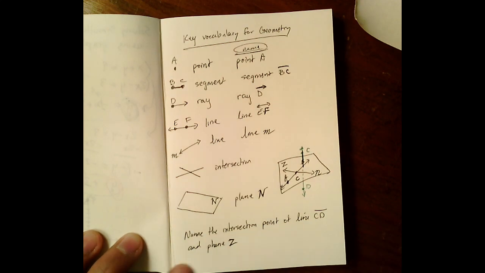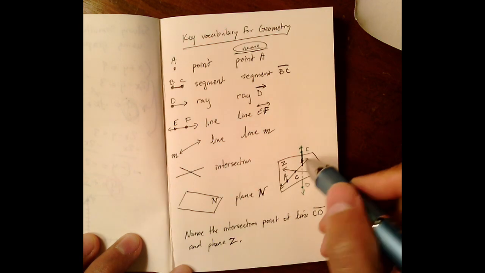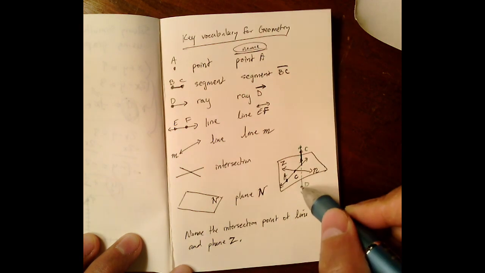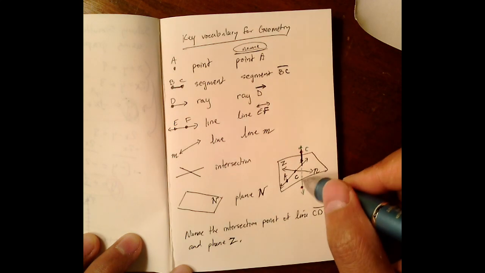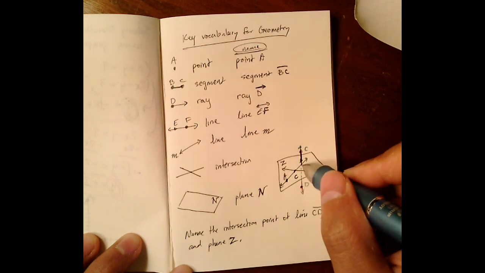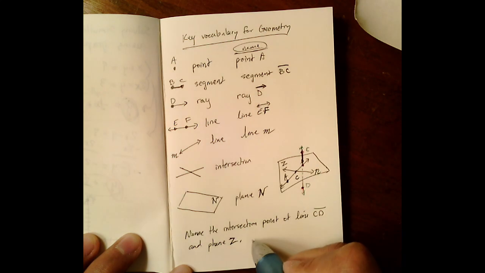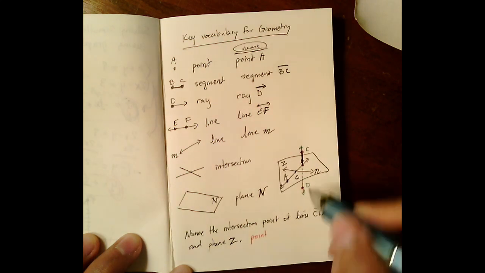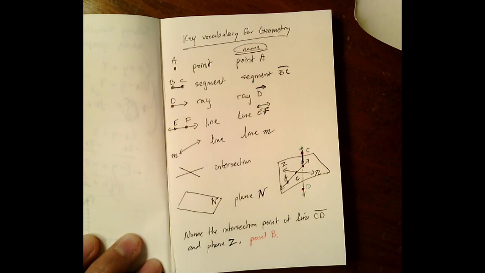So what is the intersection point of line CD and plane Z? So let's find CD. C is here, D is here. And notice it goes through this. And there's an intersection point, right? It goes through that point. So we'd have to name this as point, and I know it kind of got scratched off there, but it's point B. That's the intersection.